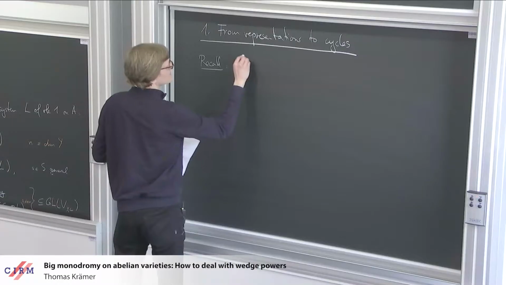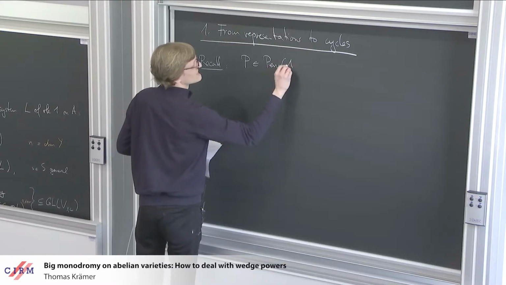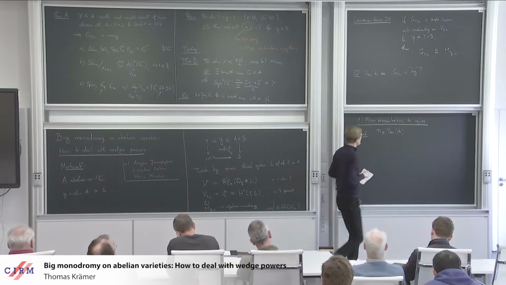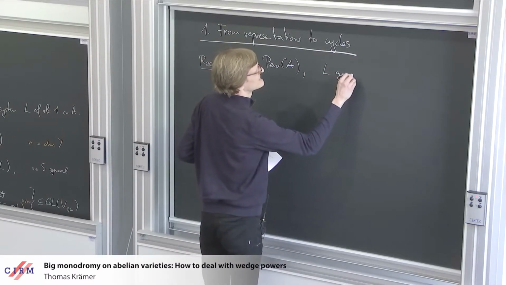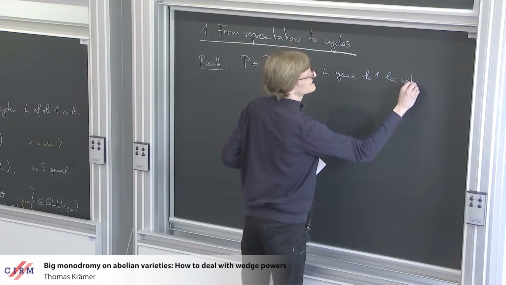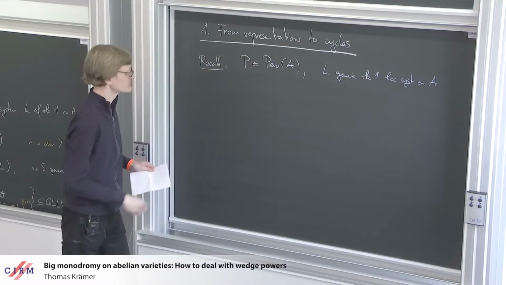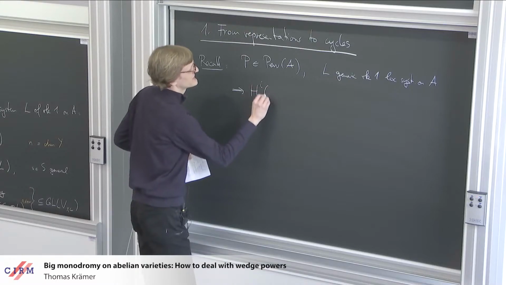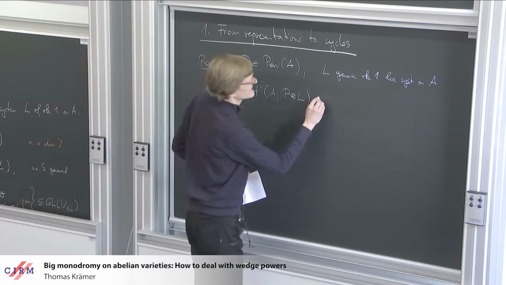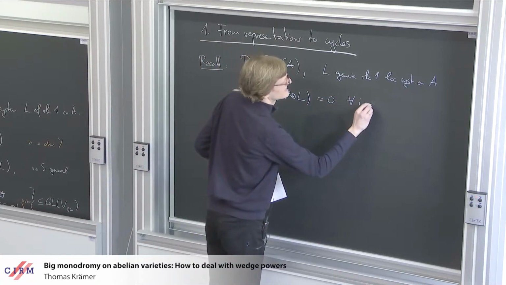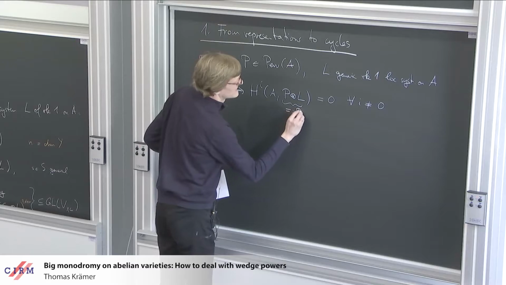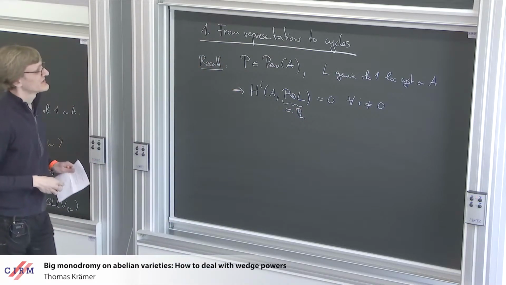So let me just recall how you get these Tannakian groups for perverse sheaves. So you take a perverse sheaf P and you take a generic rank 1 local system L on A. Then we know that the cohomology of P tensored by L is 0 in all degrees different from 0. So let me call this maybe P_L.